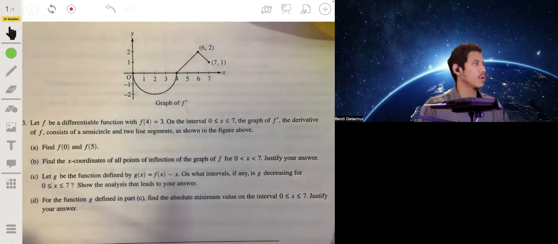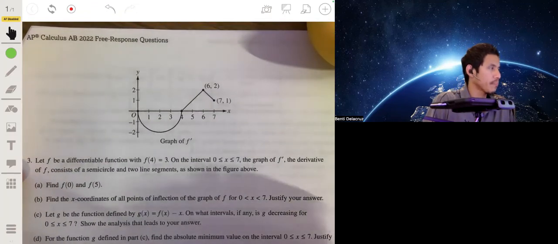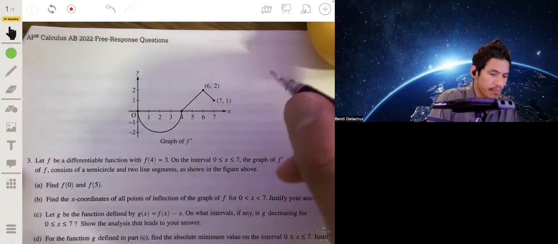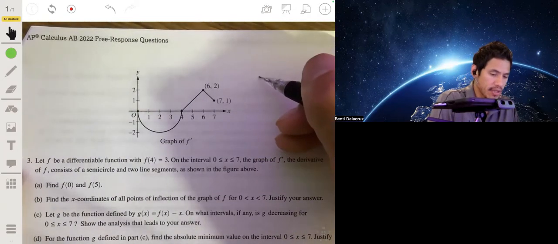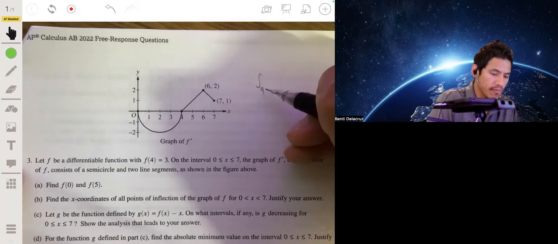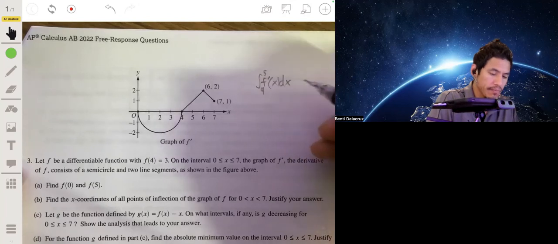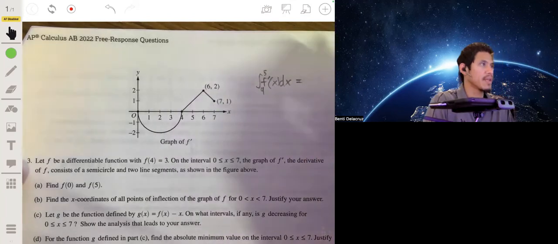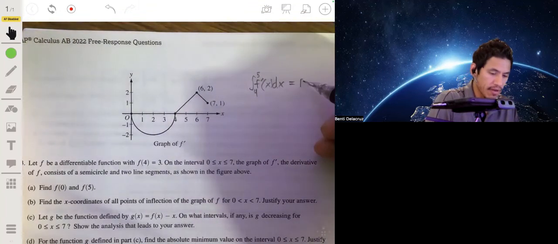Okay, so one way to go about this is to set up an integral from 4 to 5 of f prime of x. Remember that the antiderivative of the derivative is just the original function, so this would be f of 5 minus f of 4.